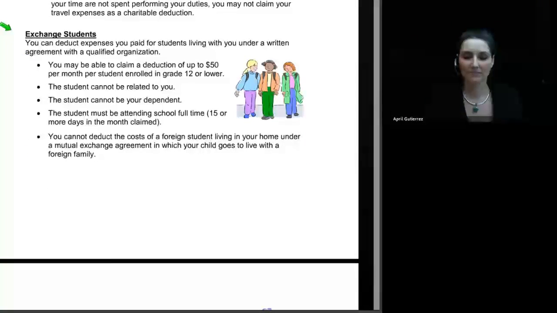Exchange students, this one gets me. You are allowed to deduct expenses you paid for students living with you under a written agreement with a qualified organization. You can claim a deduction of up to $50 per month per student enrolled in the 12th or lower grade, but the student cannot be related to you, the student cannot be your dependent, the student must be attending school full-time for 15 days or more in the months claimed, and you cannot deduct the cost of a foreign student living with you in your home under an exchange agreement in which your child goes to live with a foreign family. But this $50 a month, it's obviously not been indexed for inflation.